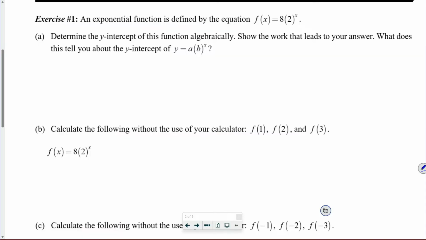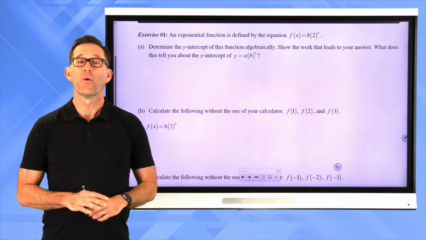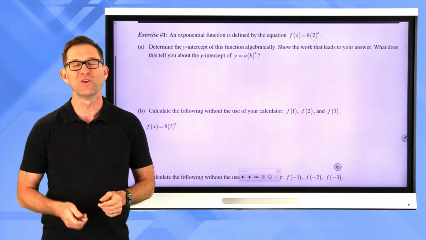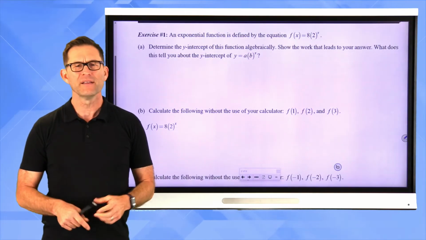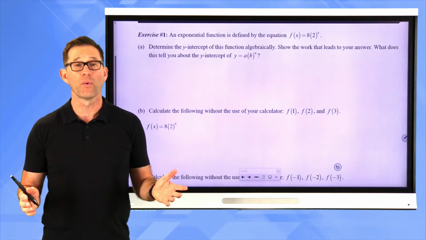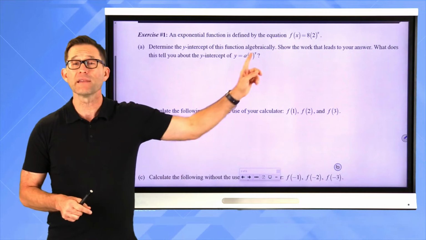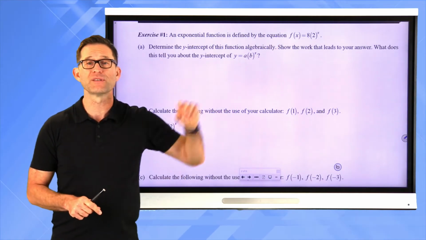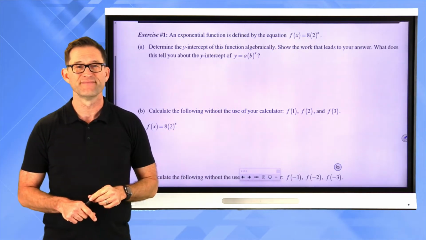An exponential function is defined by the equation f of x equals 8 times 2 to the x. Determine the y-intercept of this function algebraically. Show the work that leads to your answer. What does this tell you about the y-intercept of y equals a times b to the x? There's quite a bit in letter A. Pause the video right now and see if you can do the entire question, but if you can't, at least figure out what the y-intercept of that function is.